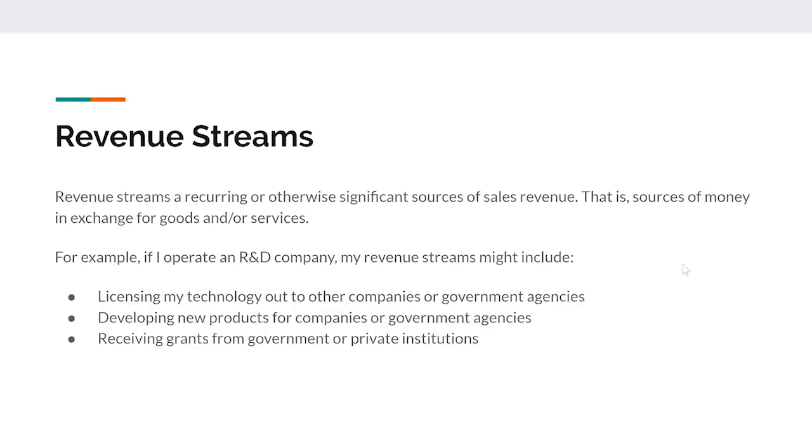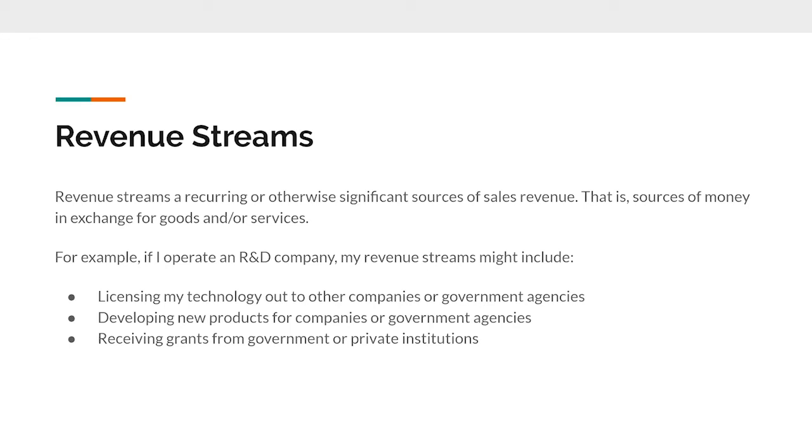Revenue streams. So revenue streams are recurring or otherwise significant sources of sales revenue. In the weeks prior, when I presented this information before, I said you should also include debt, but don't include debt. It's important to keep track of if you're borrowing money, especially if you're growing. But in general, the point of revenue streams is to keep track of money that's coming in exchange for your goods or your services.